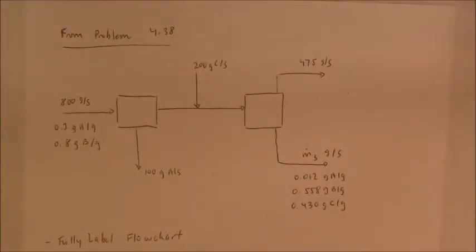So in this video, we're going to work through solving some material and energy balances around multiple unit processes and processes that involve either recycle or bypass. So this first example comes from problem 4.38 in Felder, Russo, and Bullard textbook.